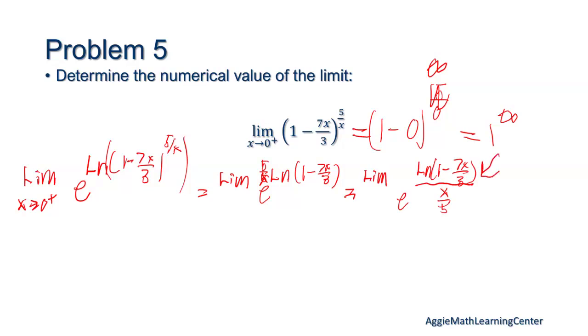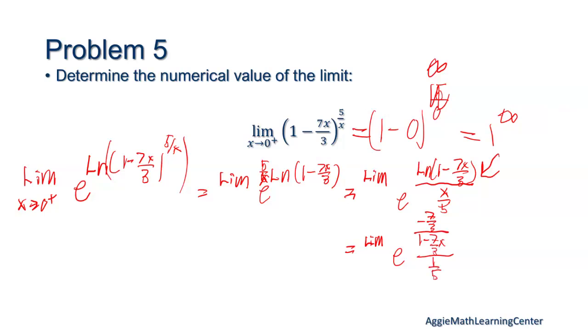Now, this portion is in the form of L'Hopital's. We can now do L'Hopital's to this. So that's going to be equal to the limit of e to the derivative of the top. Derivative of an ln is, I'm forgetting, oh my gosh, negative 7 over 3. Oh, so derivative of the inside over whatever the inside was: 1 minus 7 over 3x, divided by the derivative of the bottom, which is just 1/5.